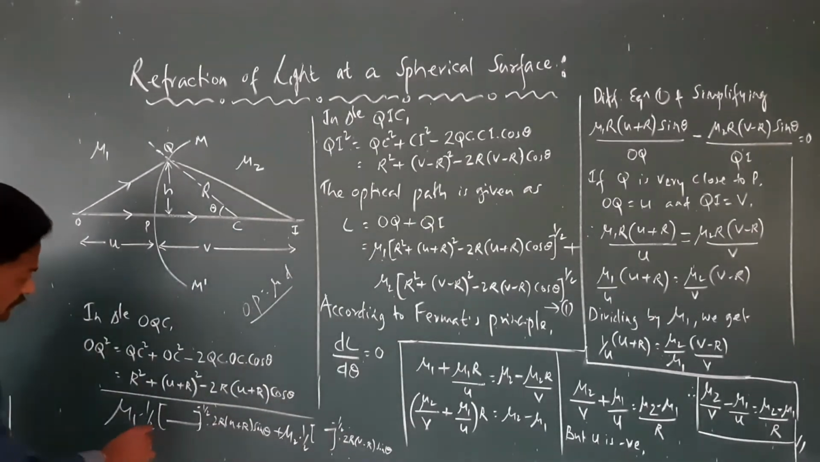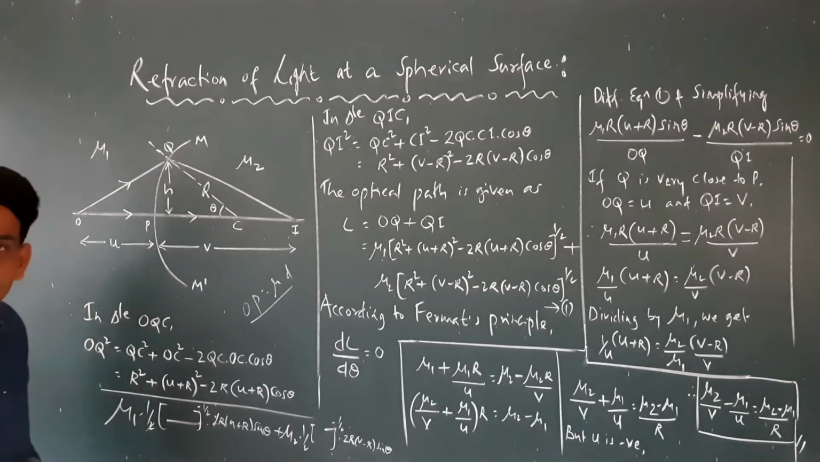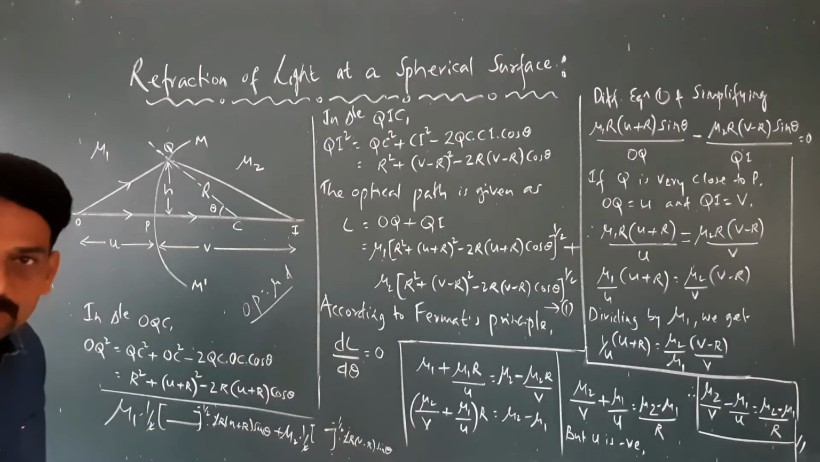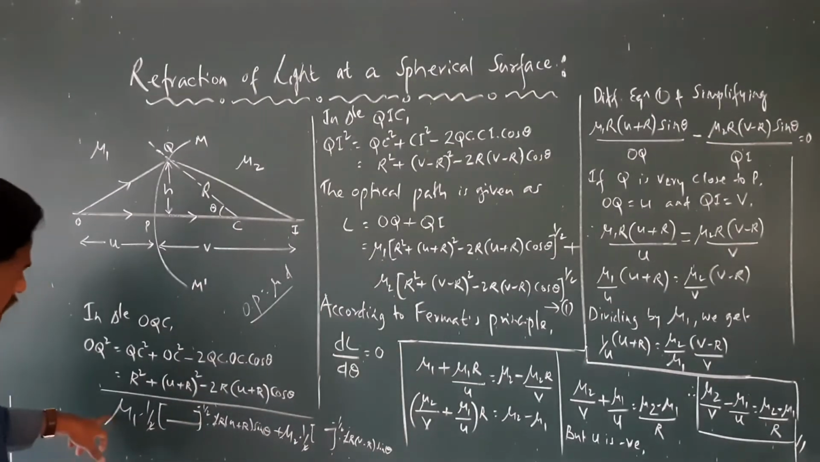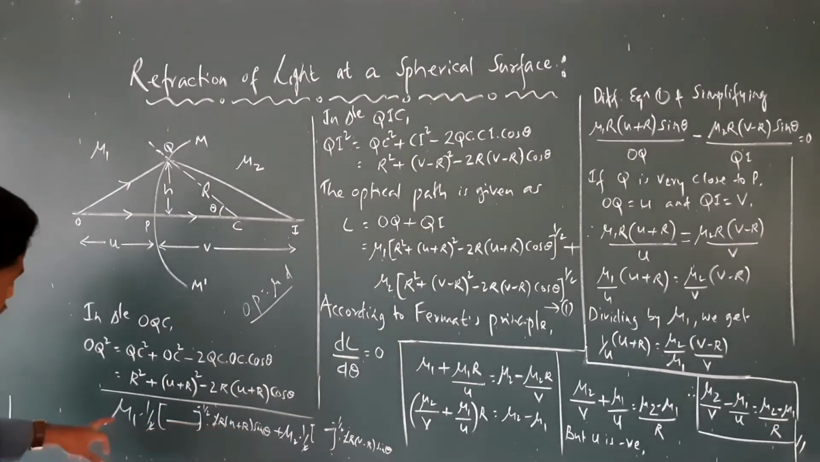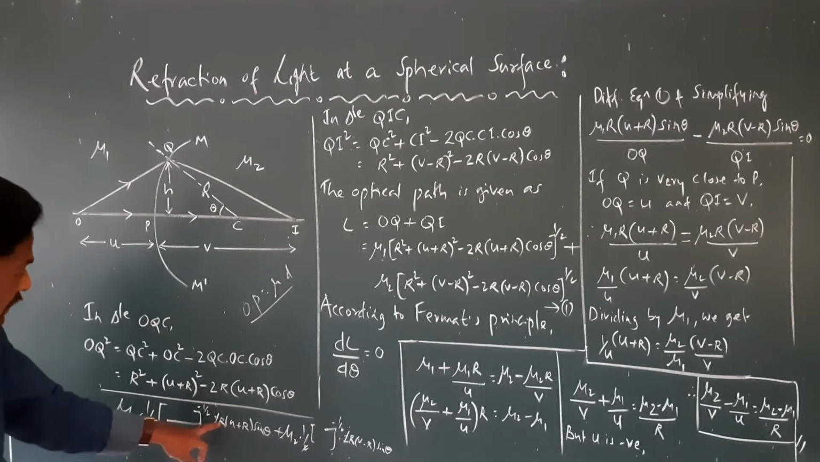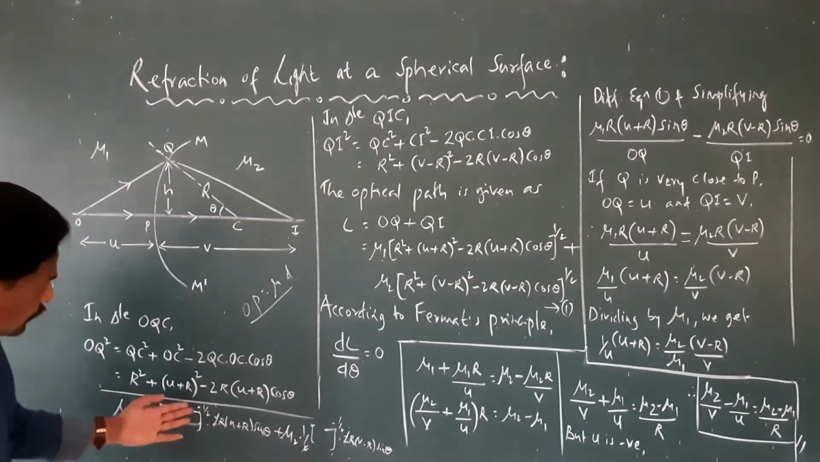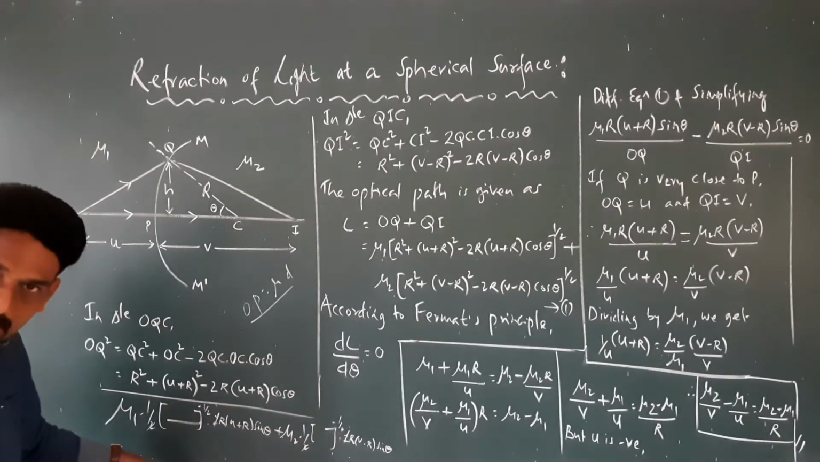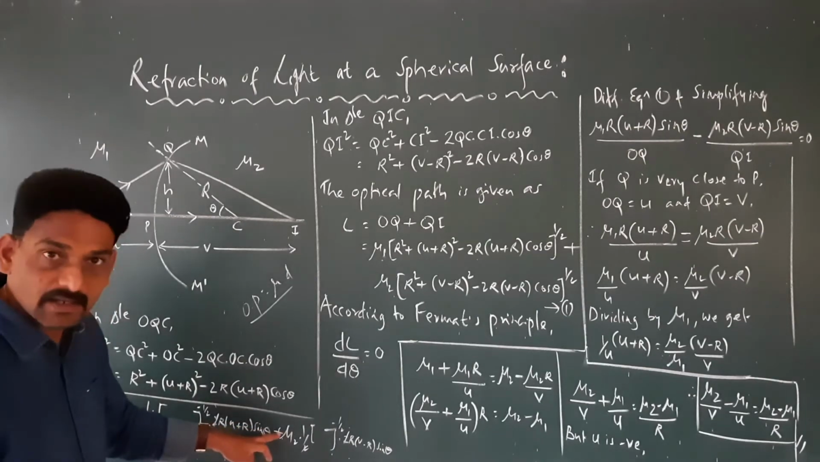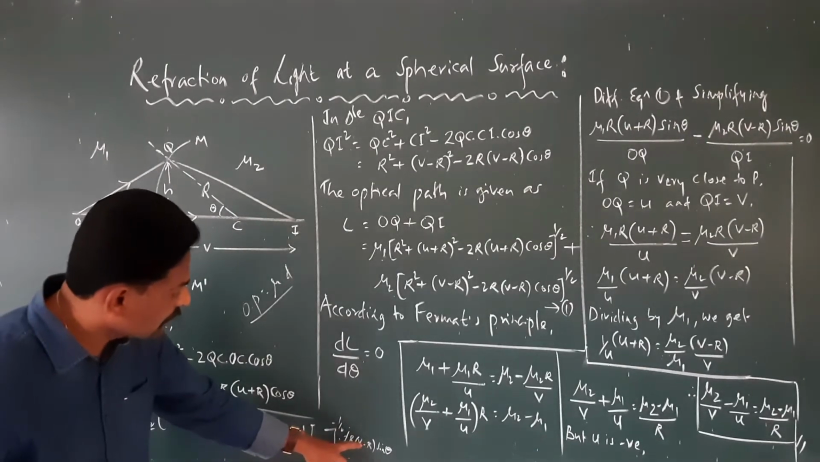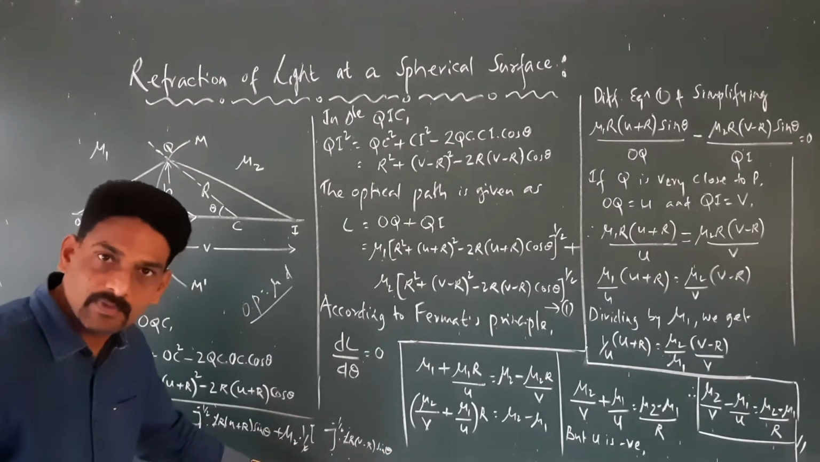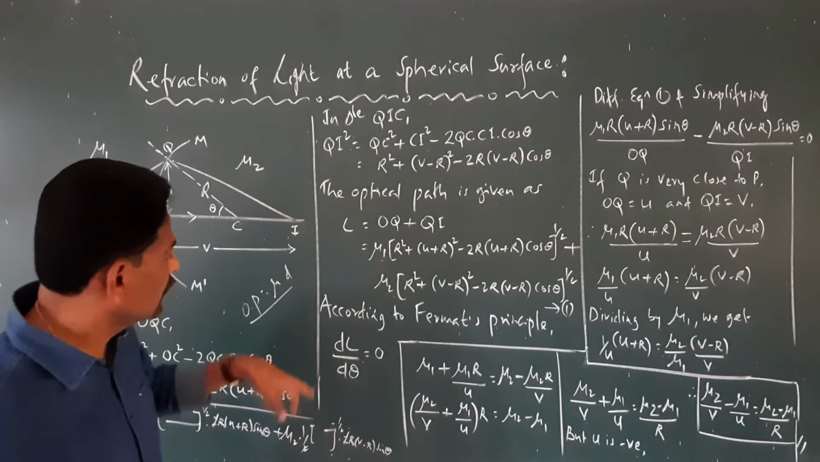Now here this 2 and this 2 get cancelled with each other, and this 2 and this 2 get cancelled with each other. So now this can be written as mu1 into r into u plus r sin theta. Take this term to the denominator. Similarly here, mu2 into r into v minus r into sin theta. Take this term to the denominator.